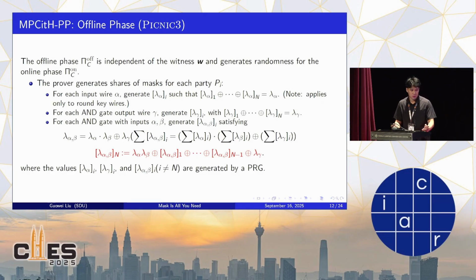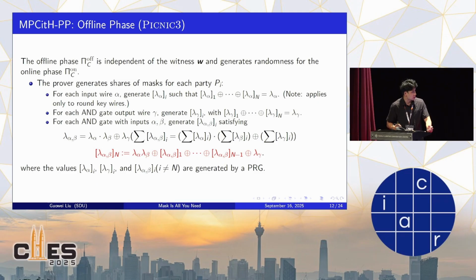applies to the round k wires, and for each AND gate output wire gamma, generates lambda gamma i, and for each AND gate with inputs alpha, beta, generates shares lambda alpha beta i, satisfying this black function. To keep this black function correct, we're using the red one, which means the lambda alpha beta n is not generated by a PRG.